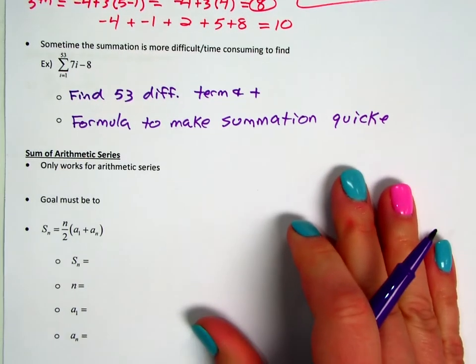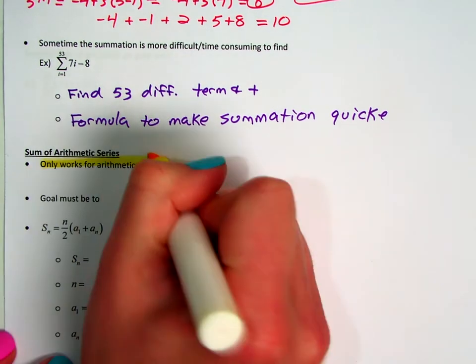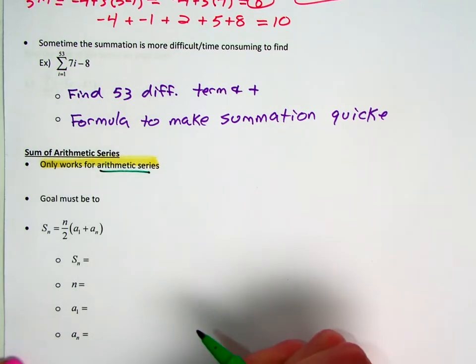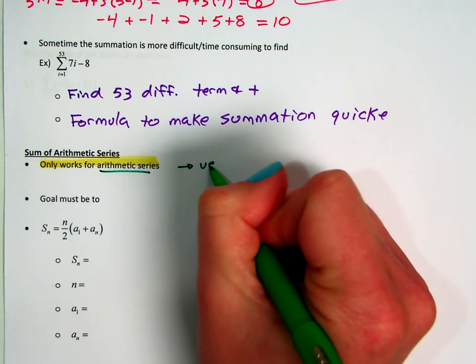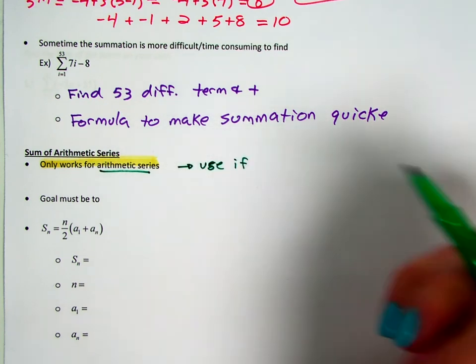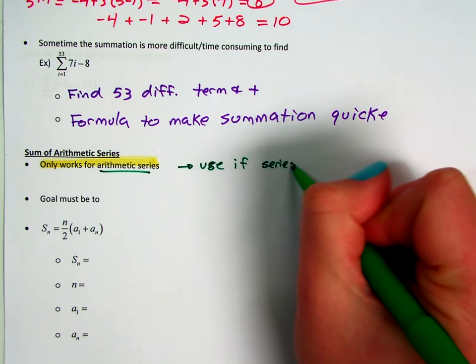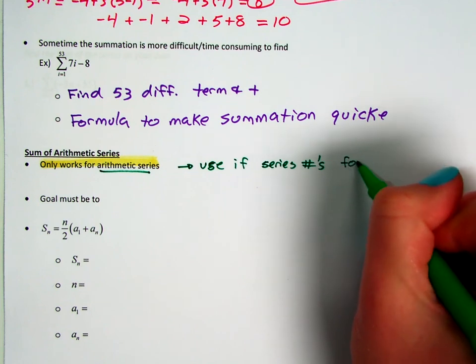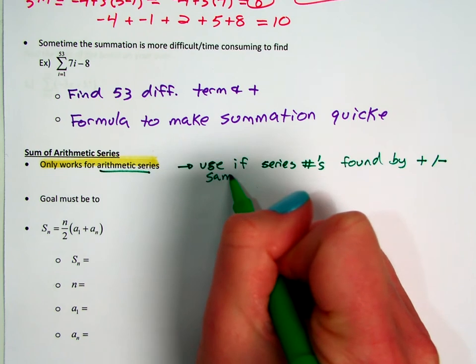Okay, so remember, when we're doing this, you have to make sure that it's arithmetic, because this formula only works for an arithmetic series. Only works for an arithmetic series. So remember, we know we can use it if the series of numbers is found by adding or subtracting the same number.